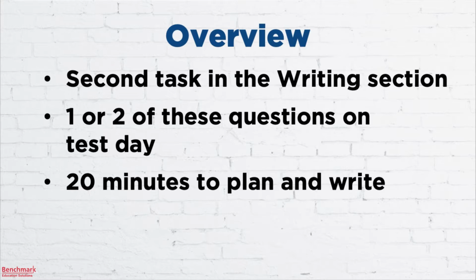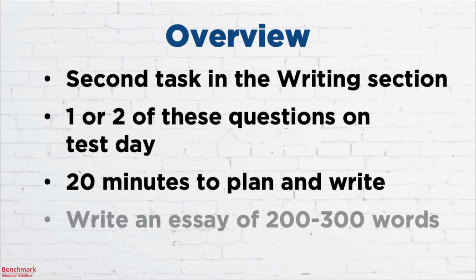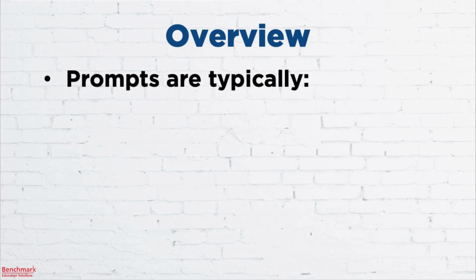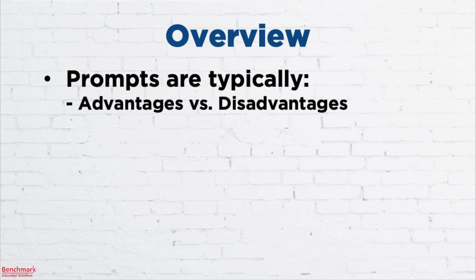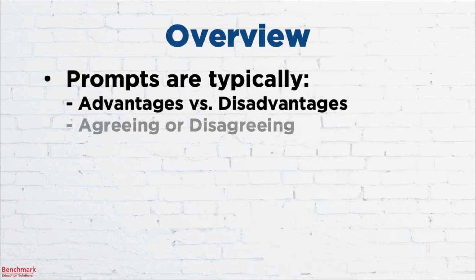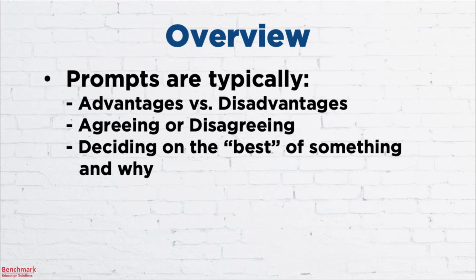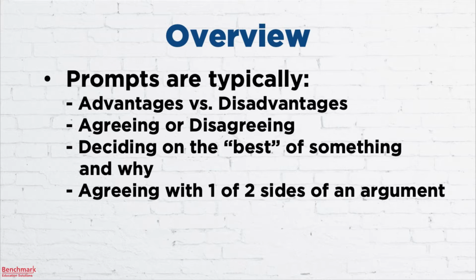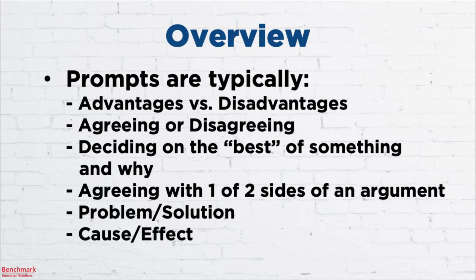For these questions, you will need to respond to a question by writing an essay of 200 to 300 words. Typically, 250 words is a good amount to strive for. The question prompts typically include explaining the advantages or disadvantages of something, agreeing or disagreeing with something, deciding on the best of something from a list of options and explaining why, agreeing with one of two sides in an argument, or providing either a solution to a problem or explaining the cause and effect of something.